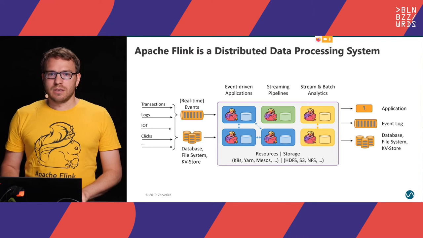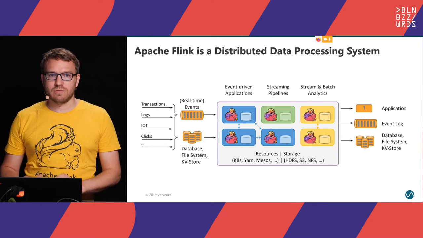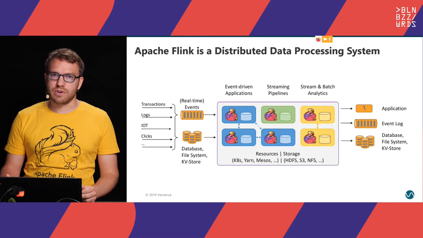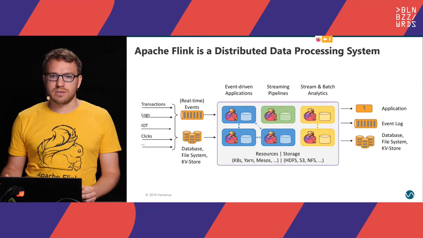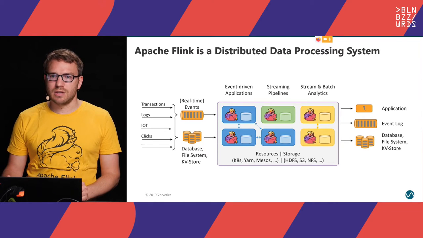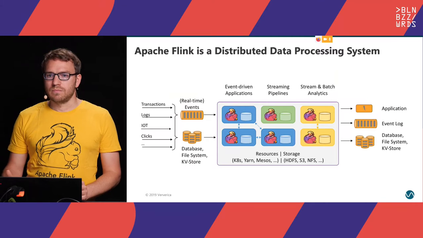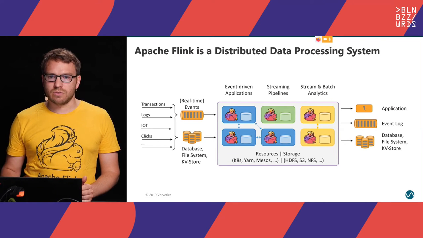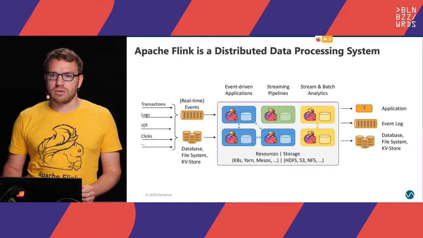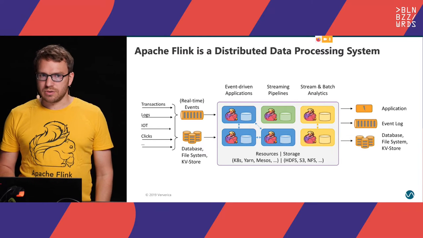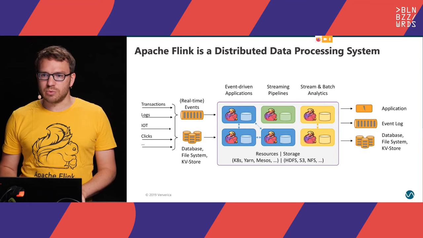All right, so this is Apache Flink on a very high level from the use case point of view. You can run Flink on very different kinds of environments, like Kubernetes, Yarn, Mesos, also on bare metal clusters if you really want to do that. It integrates with many other systems in the ecosystem. You can store your data on HDFS, S3, Azure, and so on. So it's like a full-fledged distributed data processor.